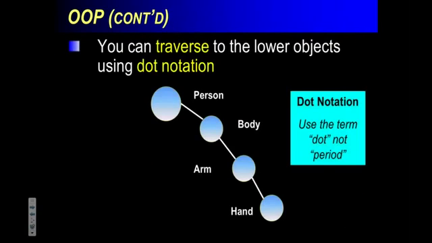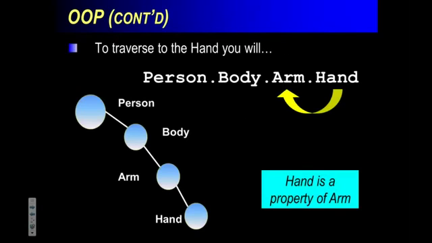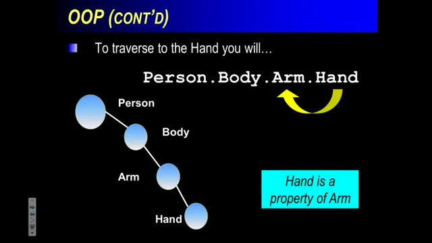To go through this organization, we use what's called dot notation. Dot, not period. We use the term dot, okay? And when we go through them, we often use the word traverse. It just makes you sound smart. Traverse means to travel. So if I want to get to the hand, I've got to travel through the objects. So I would do something like this, theoretically. I'd say person dot body dot arm dot hand. So using the dot in our code, we can access things that travel through. Okay, just a simple concept, and you'll see how it applies in a minute.